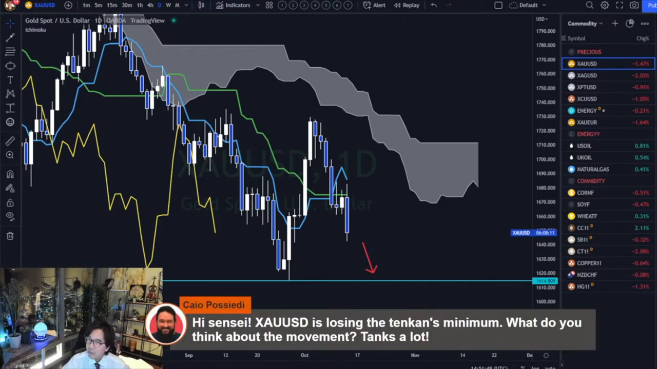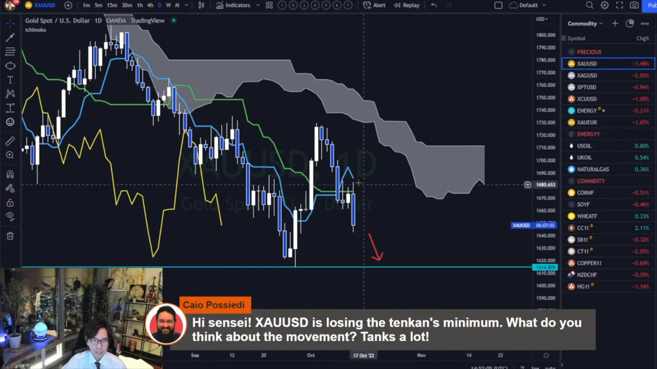from Kayo. He says XAU USD is losing the Tenkan sen, Tenkan's minimum. What do you think about the movement? You mean this down Tenkan sen, you mean? Yeah, so this means that in the short term it's bearish.